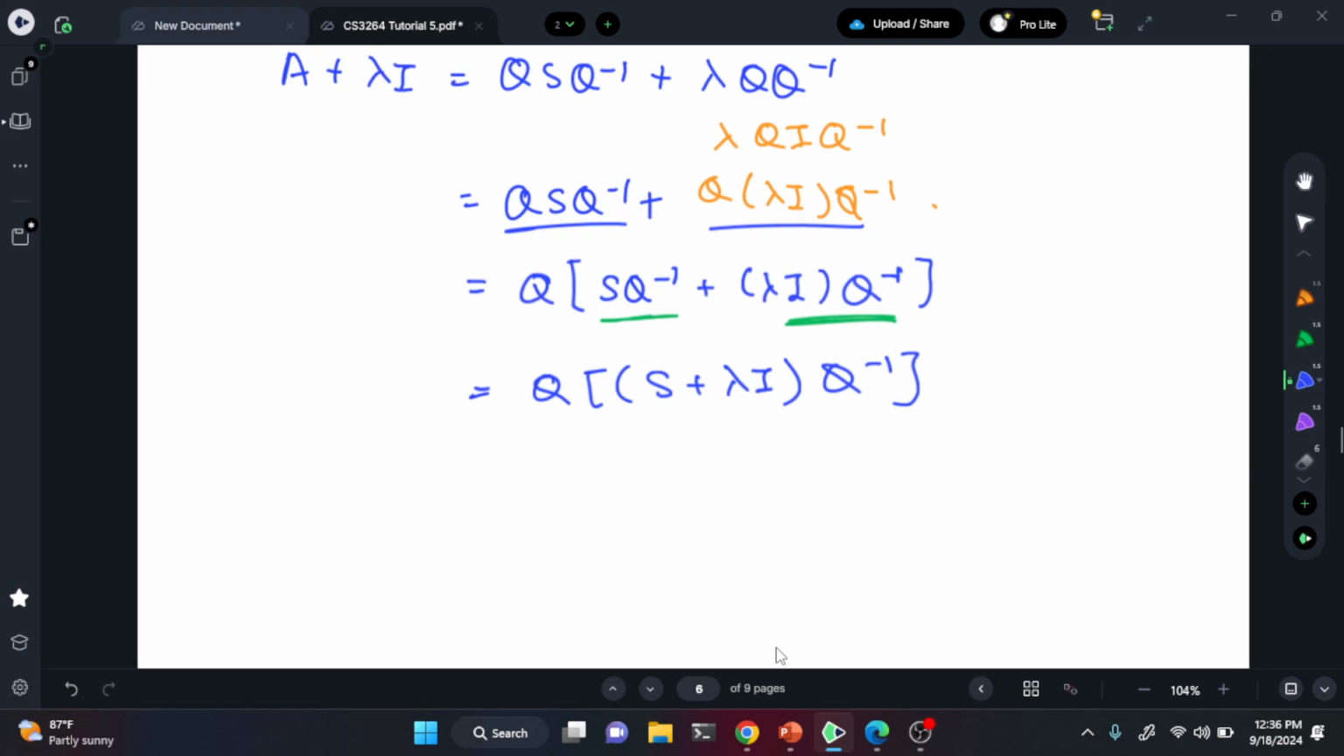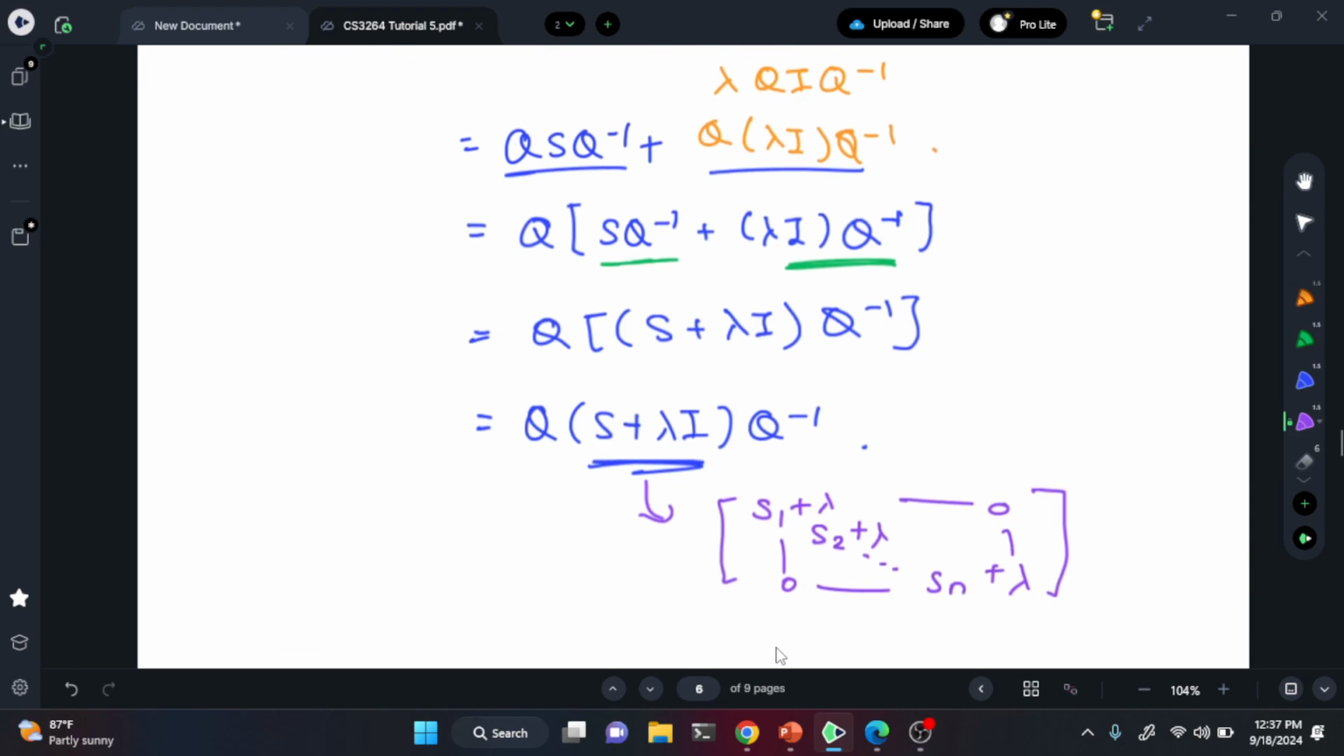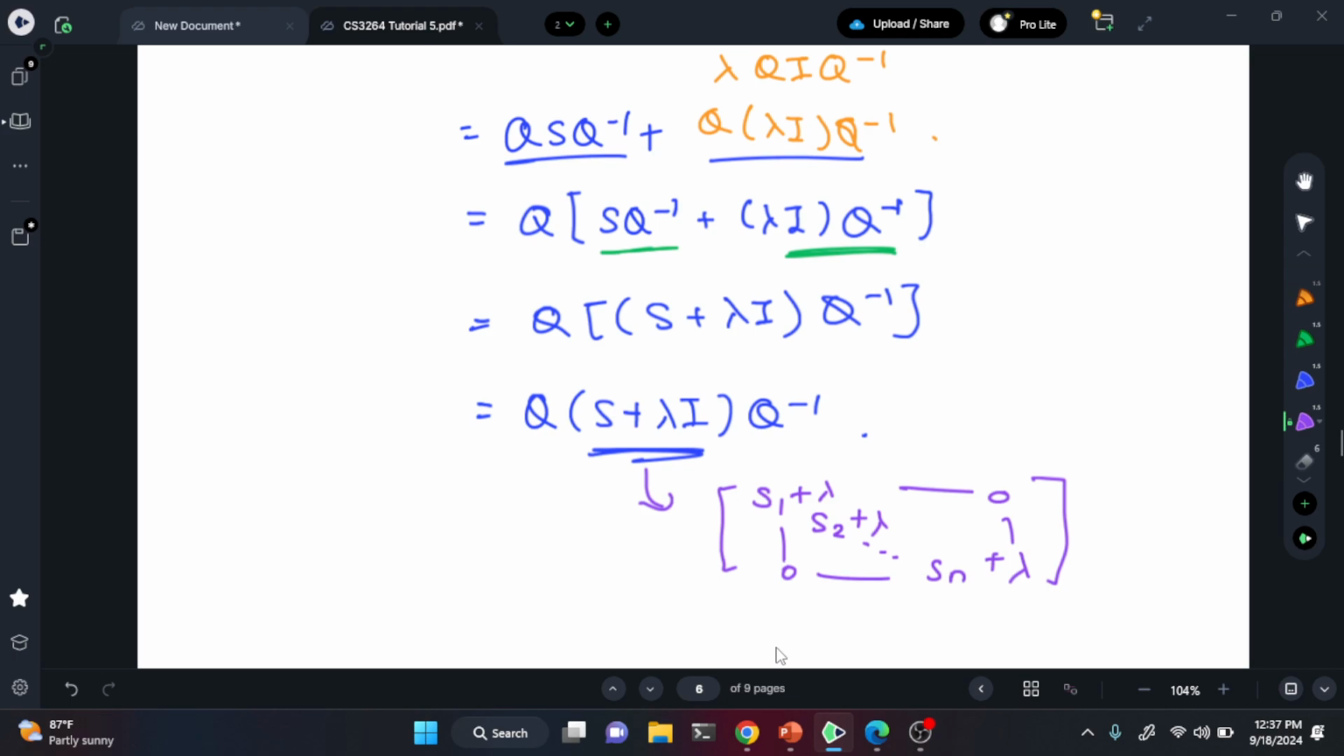When this happens, then I can insert this will be association of matrix multiplication. I can actually just put the bracket out. This will be S plus lambda I Q inverse. And I'm done. Okay, so this S plus lambda I, this one is essentially just similar to having a diagonal matrix of S1, S2, all the way up to Sn, say for example. Then this will be plus lambda plus lambda. Then all the remaining part is just zeros. Questions? Any questions? Okay. If no questions, we move on to the last part.